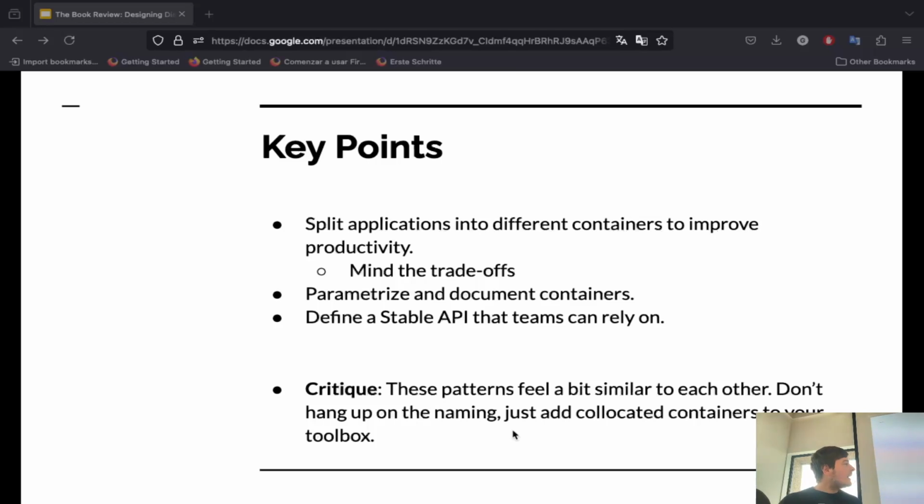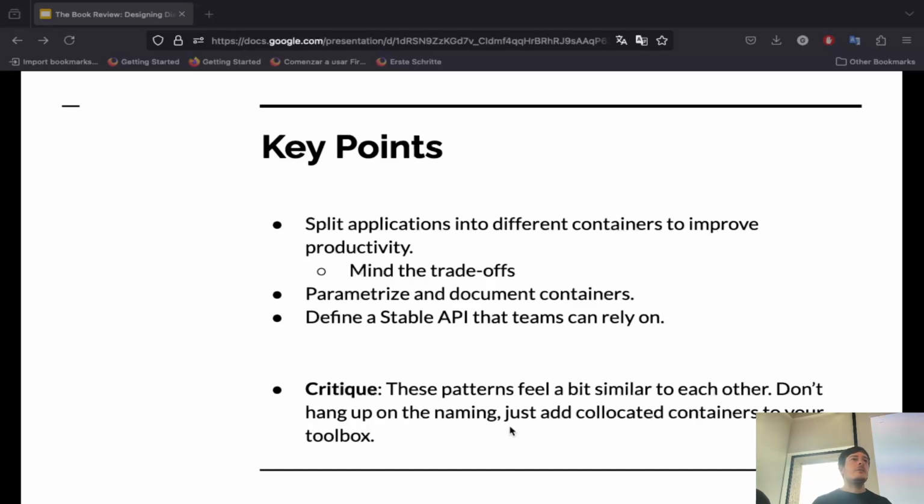One critique that I have with this, besides mentioning the trade-offs that the book doesn't go into, let's say implementation-wise, is that sometimes these patterns feel a bit too similar to each other. So maybe we could have a proxy that also works as an ambassador or an adapter. Sometimes it's a bit hard to grasp or understand: hey, where does this fit here?